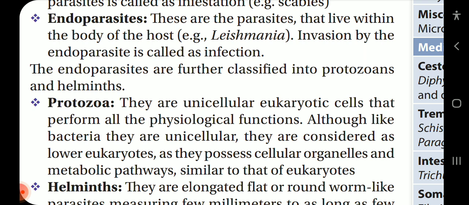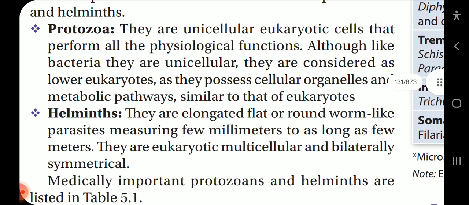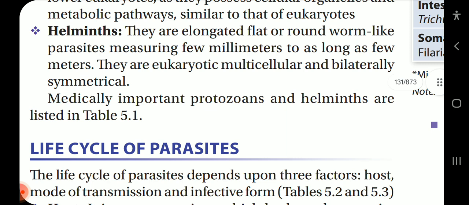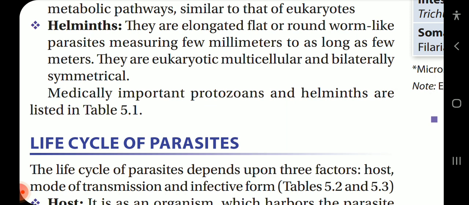The endoparasites are further classified into protozoans and helminths. Protozoa are unicellular eukaryotic cells that perform all the physiological functions. Although like bacteria they are unicellular, they are considered low eukaryotes as they possess cellular organelles and metabolic pathways similar to those of eukaryotes. Helminths are elongated, flat or round worm-like parasites measuring a few millimeters to as long as a few meters. They are eukaryotic, multicellular and bilaterally symmetrical. Medically important parasites we will see in the table.